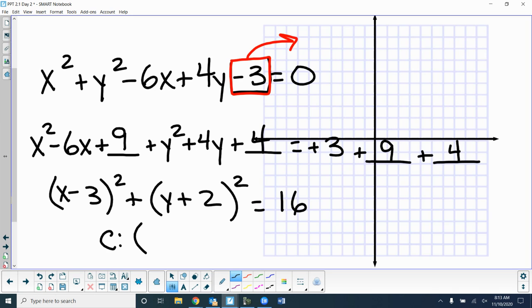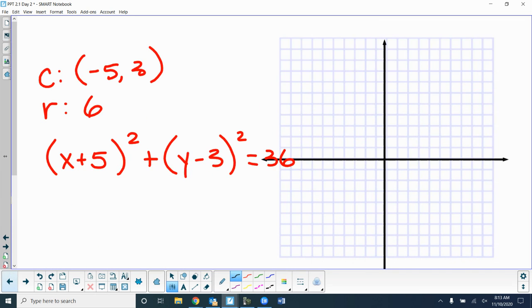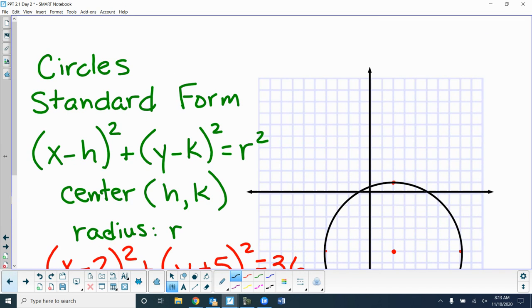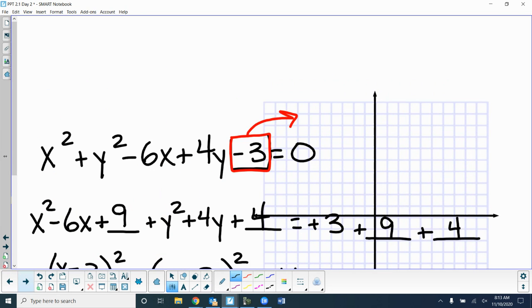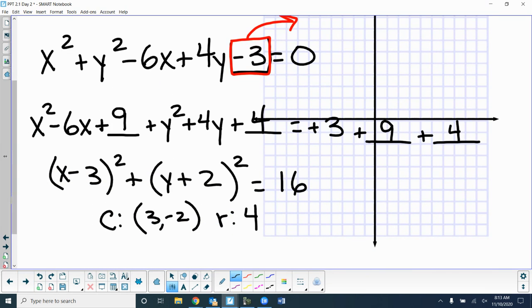So now I can tell what the center is. Andrea, what's the center? Good. And what's my radius, Dominic? Remember, if we go back, the 16 is the what? R squared. So what's the radius? 4, yeah. So take the square root of that number for the radius.